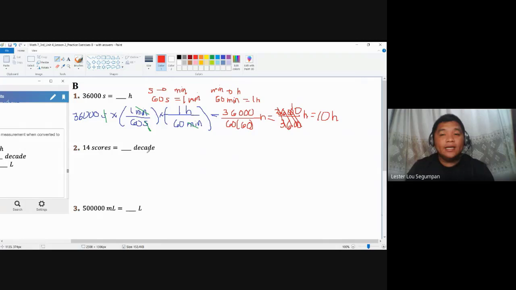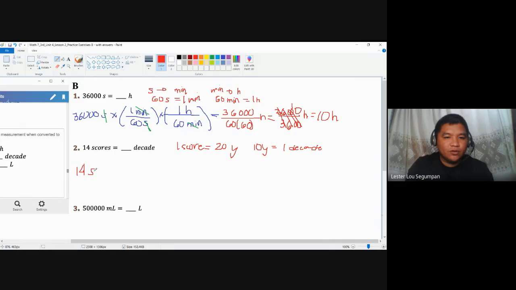For number two, we are going to convert scores to decade. We all know that a decade is 10 years. But how about scores? One score is also a unit of time. Specifically in relationship to years, one score is equal to 20 years. And then again, 10 years is equal to 1 decade. So we can come up with a relationship that one score is just 2 decades. But for this, let's try to convert that.